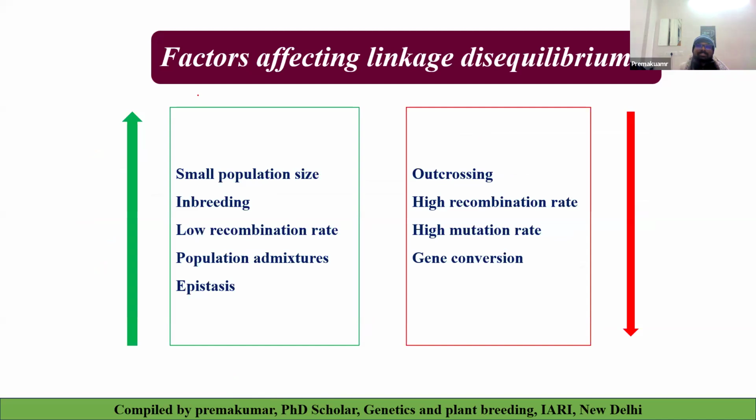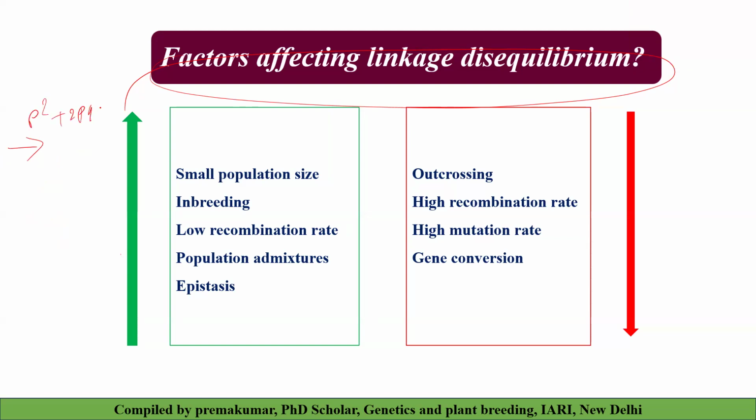Then what are the factors affecting linkage disequilibrium? When are the chances of LD very high? Now you can tell the evolutionary forces. When will the population not be in equilibrium? For equilibrium, what are the things we need to maintain? Under the Hardy-Weinberg law, p square plus 2pq plus q square should be one.